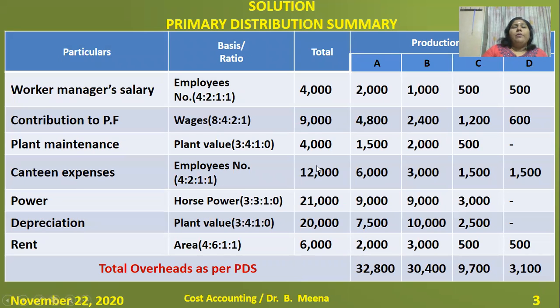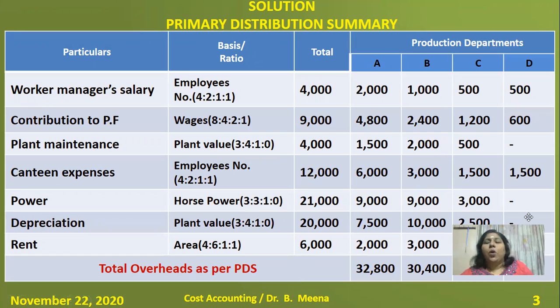Let me deal with them one by one. Put the heading primary distribution summary and have the columns particulars, basis, and total. Then I can show the column production department. Under production department, A column, B column, C column and D column in the usual way.